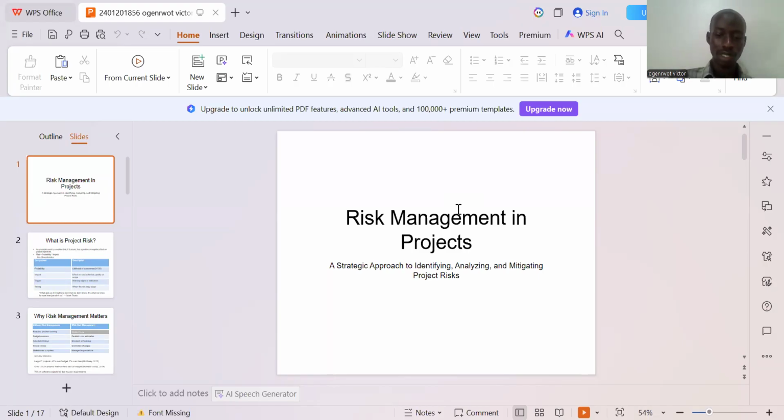Basically, we have to understand what a project is and why we need risk management in projects. We will be looking at a strategic approach to identifying, analyzing, and mitigating project risks in this case.